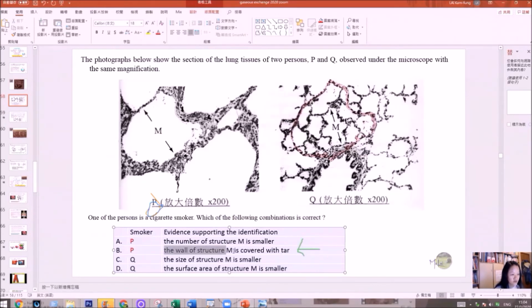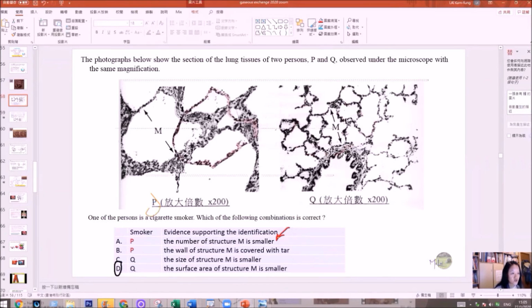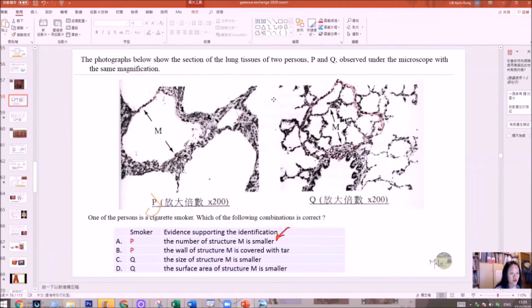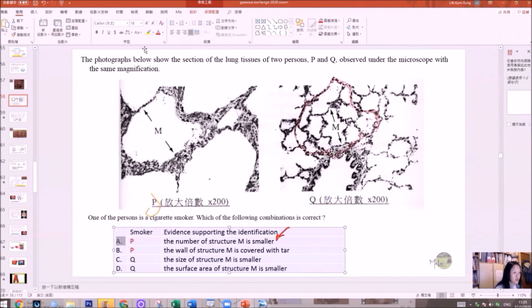And then the supporting evidence. For B, some of you marked B. B is a fact, but it cannot be evidence. Can you see it is covered with tar? You cannot see it, it is not observable. But can you see the number of structure M? Structure M is the air sac. The number of air sacs is smaller. Here we have one air sac, but for the same area here, we have many air sacs. Okay, therefore, this is the supporting evidence. The answer is A.